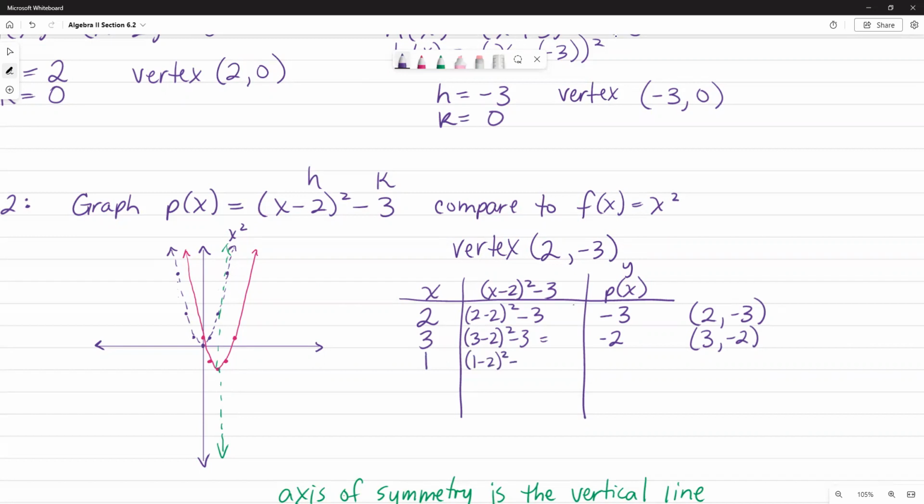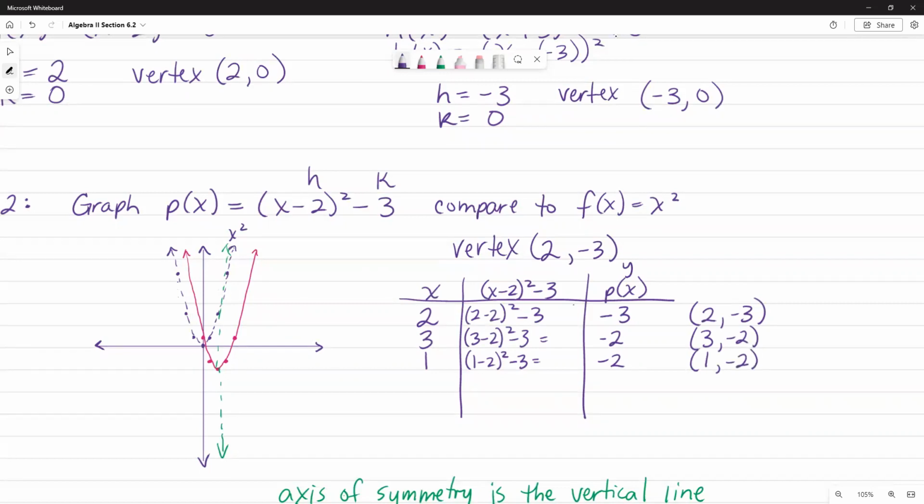I know this is probably going to bother you that I'm all out of order with my x's. But I start at the vertex and I move up 1, down 1, up 1, down 1 until I have my 5 points, and then I can draw my parabola. Okay, so 1 minus 2 is negative 1. Squared is still 1. 1 minus 3 is negative 2. So you can see there's my next symmetrical point from my vertex.